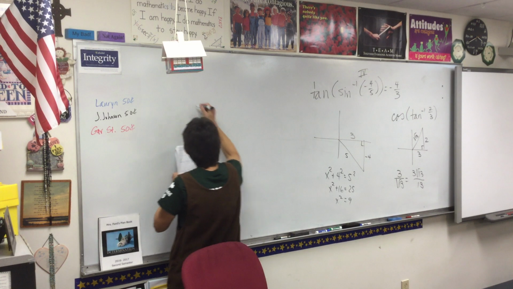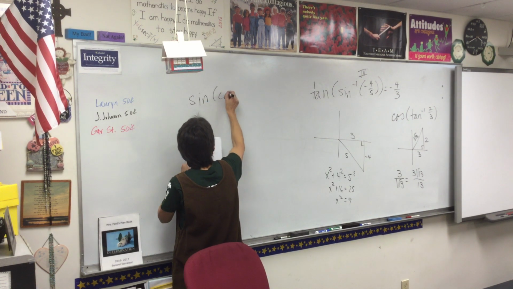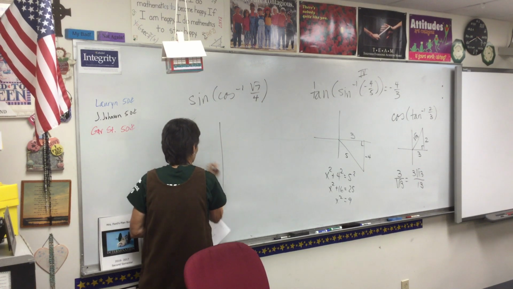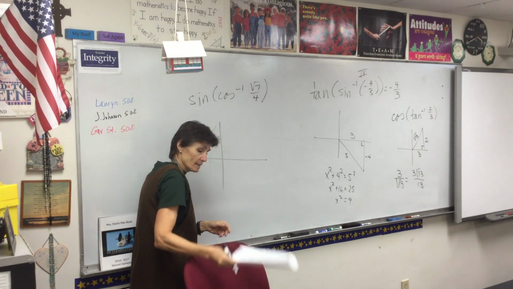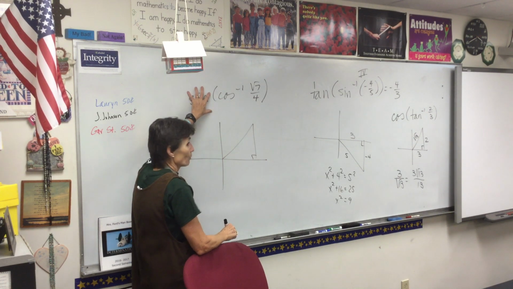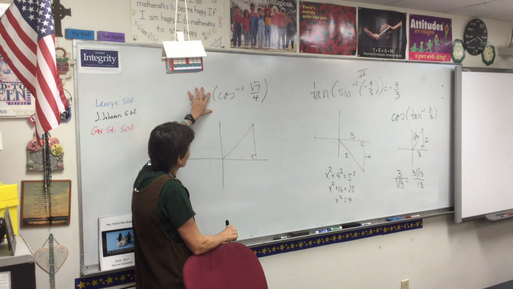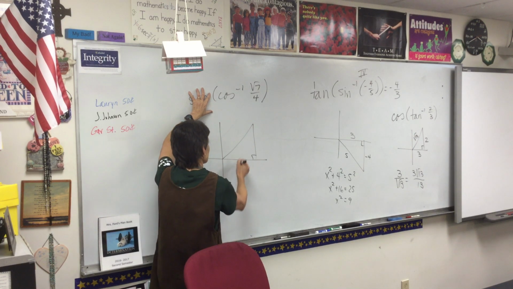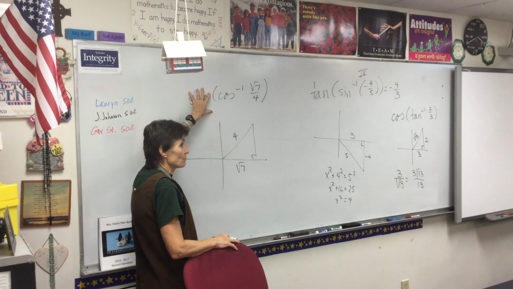Now don't panic when you see this next one. It's positive, so I'm going to draw it in quadrant 1. Ignoring this, don't let that confuse you. Where do I put the root 7 and where do I put the 4? Root 7 is adjacent. Hypotenuse is 4.